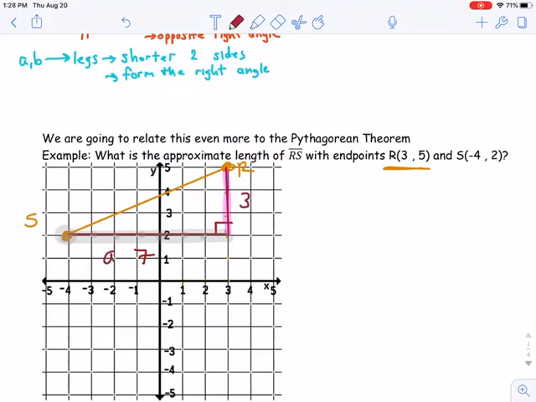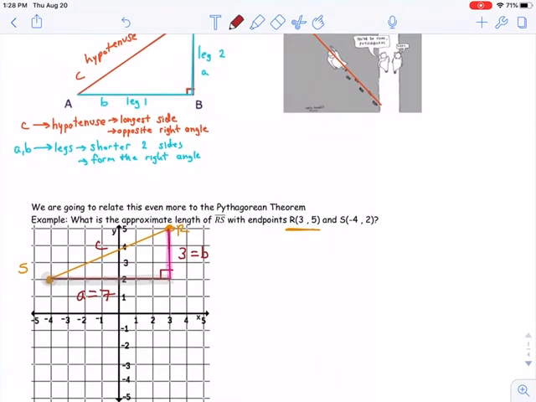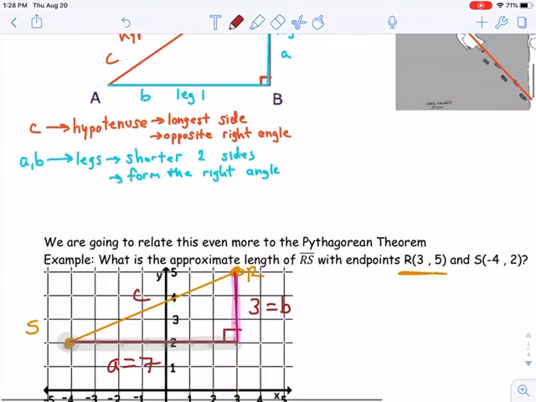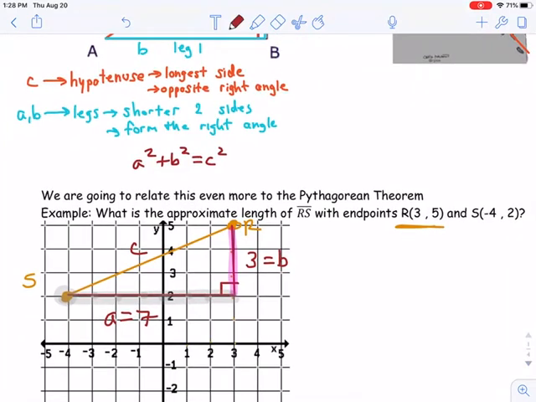All right, and A and B are interchangeable. I'm going to say A is 7, 3 is B, and C is the hypotenuse. All right, so we have the Pythagorean theorem. We didn't write it up here, but we know that A squared plus B squared equals C squared. All right, Pythagoras was a very powerful mathematician.